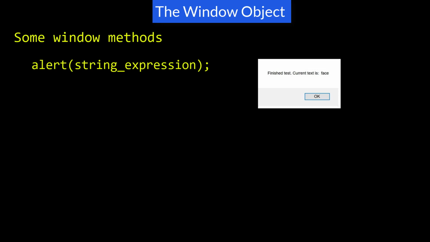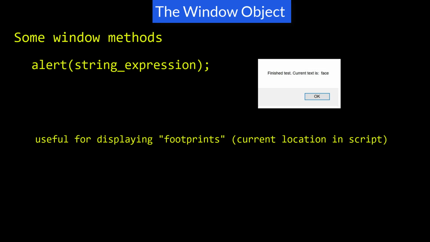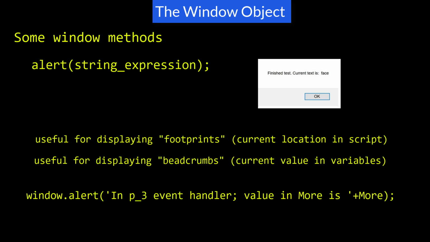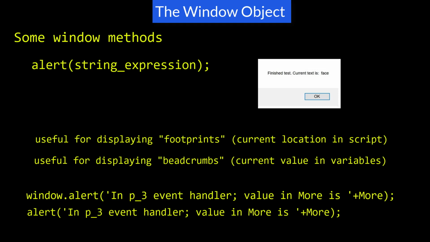For now, we focus on alert, which is a useful tool for displaying footprints, where you are in the code, and breadcrumbs, the value of variables at this point, for the testing debugging process. Example, window.alert in P3 event handler, the value in more is plus more, or equivalently alert with the same content. We'll discuss confirm and prompt in later sessions.